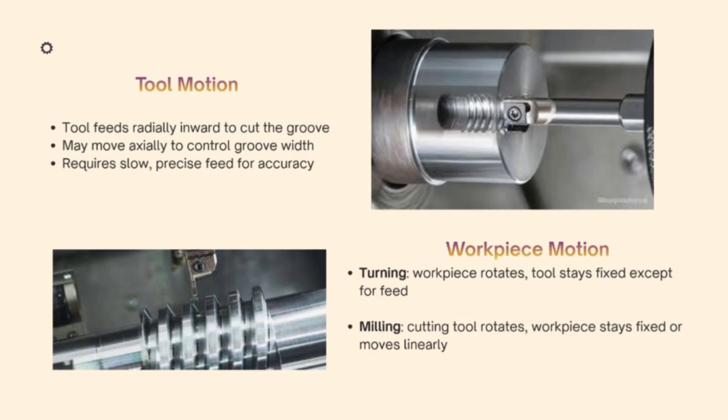Now, moving on to the workpiece motion. In turning, the workpiece rotates, while the tool stays fixed except for feeding, so the cutting tool does not spin, it only moves slowly to shape the groove. In milling, the cutting tool rotates, and the workpiece stays fixed or moves linearly. This means the movement depends on the type of milling operation used.